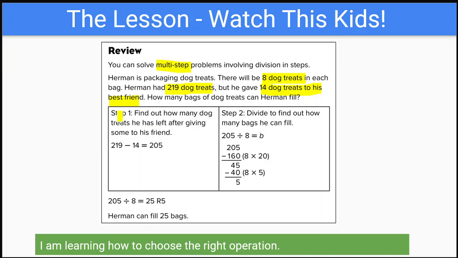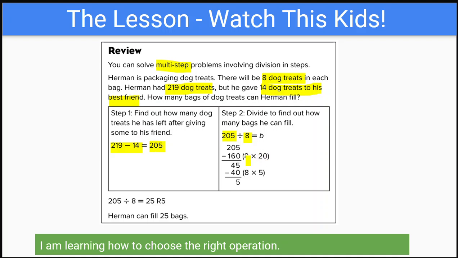Well, step one, the first thing is to find out how many dog treats he has after giving some to his friend. So we take 219, he gave 14 to his friend, and we're left with 205. Step two is to divide. We're going to take 205 dog treats, and he wants to divide them up into 8 treats per bag. All right, well, 205 divided by 8.